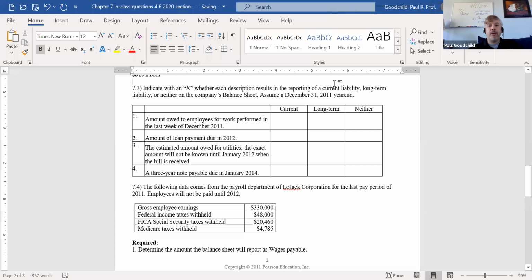Okay, so we want to know whether it's a current liability, a long-term liability, or neither. It says amount owed employees for work performed in the last week of December 2011. Essentially, they're trying to trip you up here, because it was earned in the last week of December and it's going to get paid in 2012. But the year is a running year, so even though it switches to 2012, it's still current. Same thing with a loan payment due in 2012, and utilities, which won't be known until the next month. And then a 3-year note payable would be long-term. Okay.